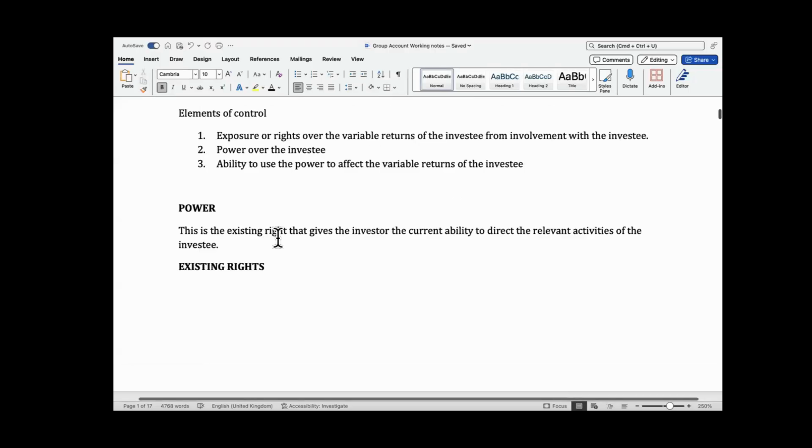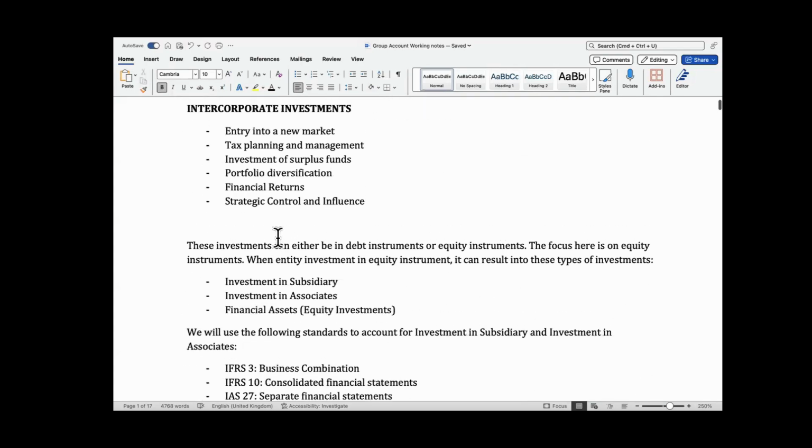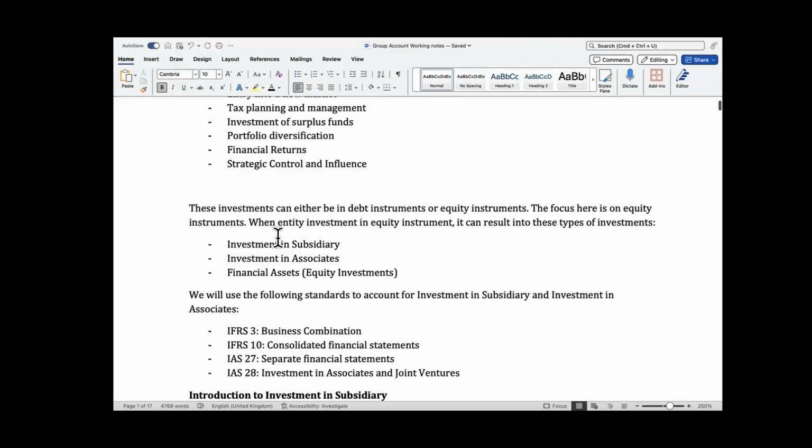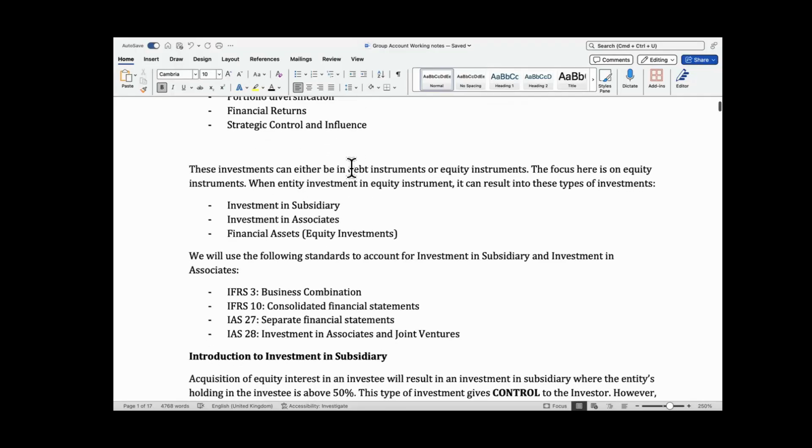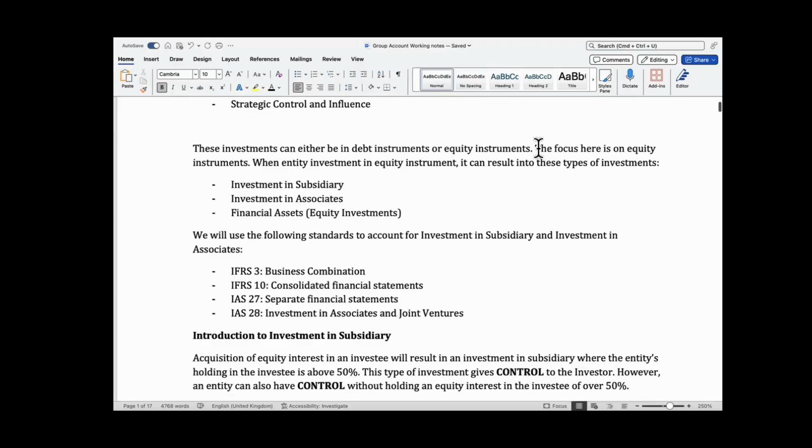As I was saying, I moved from intercorporate investment to how you do that through debt and equity. And we said, what we want to look at here is equity, because I've taught you debt in IFRS 9. When you buy equity, it will result in three types of investments: investment in subsidiary, investment in associate, and financial assets. I'm not taking you through financial assets here because I already taught you under IAS 32 and IFRS 9. If you weren't in class at that time, you can sit down and watch that video; it's as good as being in class.